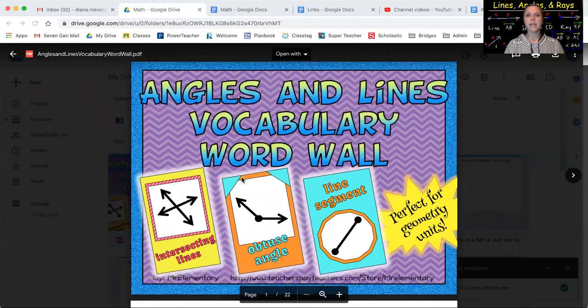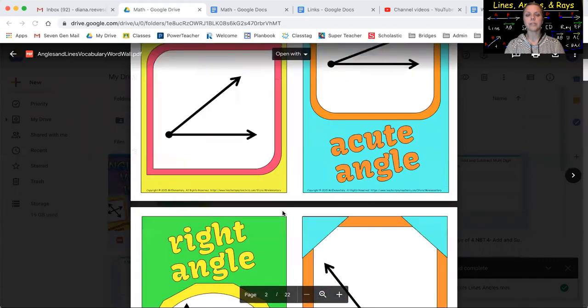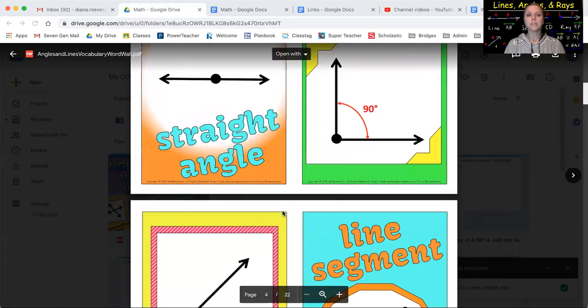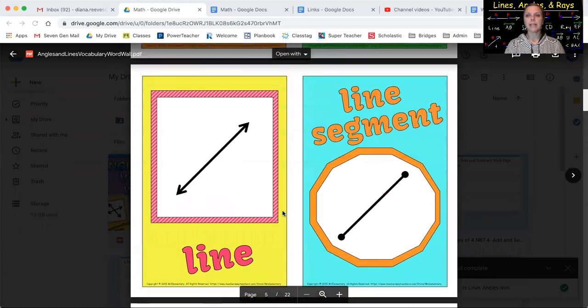So this is the angles, lines, and vocabulary screen that you will actually have a digital resource for. And I want to go over what some of these mean. So the first term that I really want to talk about are these terms ray and line. So we're going to look at these over here.